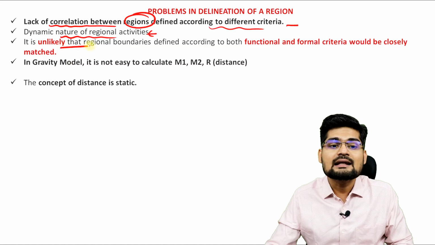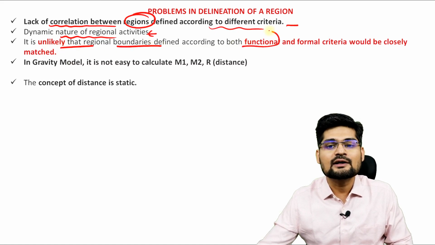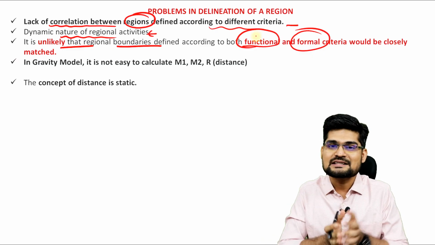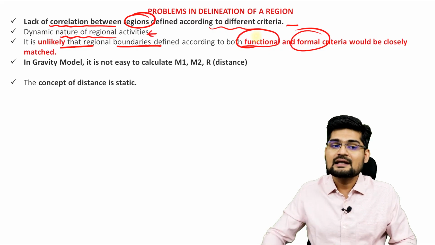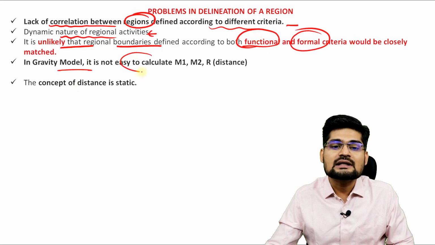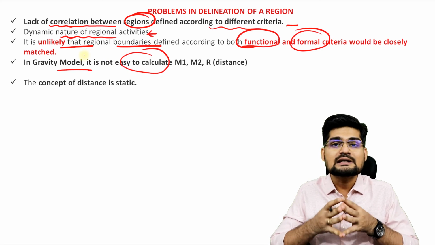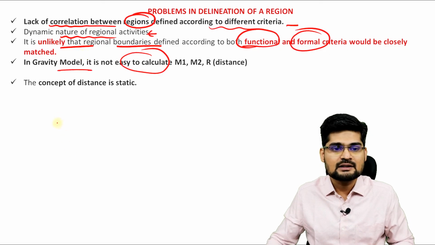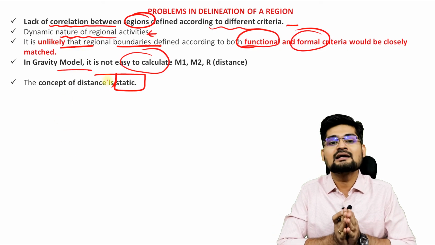And then it's unlikely that regional boundaries of delineation defined according to functional and formal would ever match. So remember, formal region and functional region, it's very rare that they could match together. Then gravity model is not easy to compute or calculate, and other factor analysis is also not an easy method for a commoner to do, right? So that's where it is difficult. And the concept of distance is also something which is static in gravity analysis.